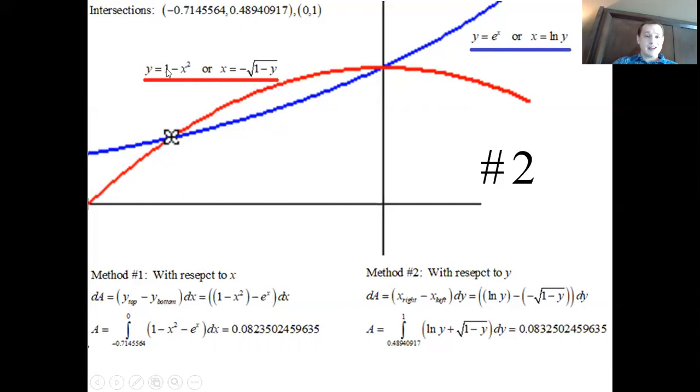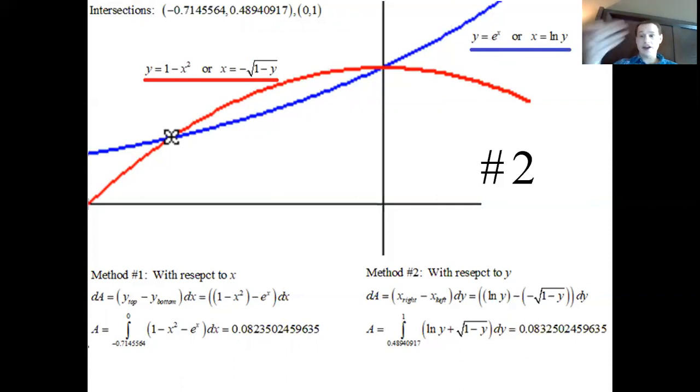Y is 1 minus x squared for the red curve, so the top is at whatever 1 minus x squared is. The y on the bottom is the y value of the blue curve, and it says that y is e to the x, so the y spot on the bottom would be e to the x. So y top minus y bottom would be 1 minus x squared minus e to the x. That represents the height. They are dx thick, so times dx, and that gives you an expression for a little chunk of area at some arbitrary x.